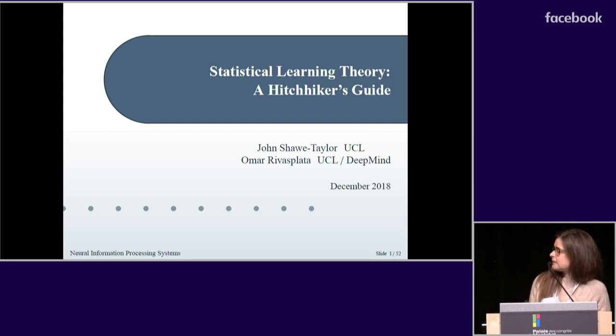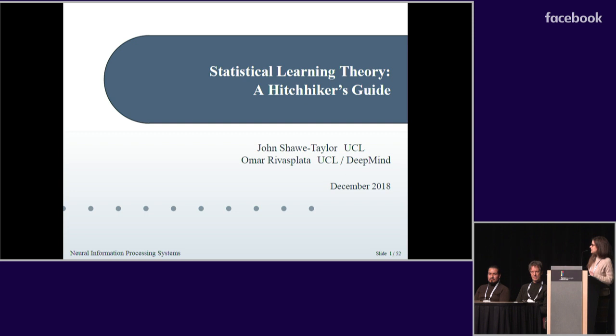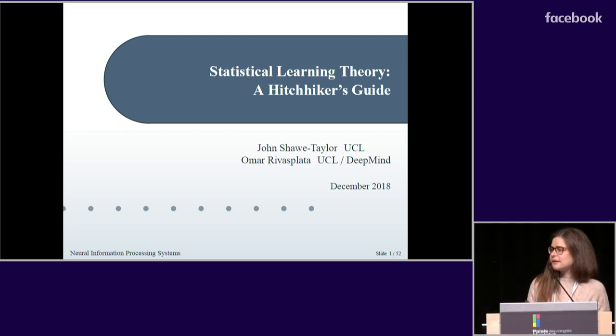Omar Rivasplata is currently a PhD student at University College London. He has already earned a degree in mathematics from the University of Alberta, where he started to work with Csaba Szepesvári, who he is now also currently working with at DeepMind. So he is both in academia at UCL and working as a researcher at DeepMind.